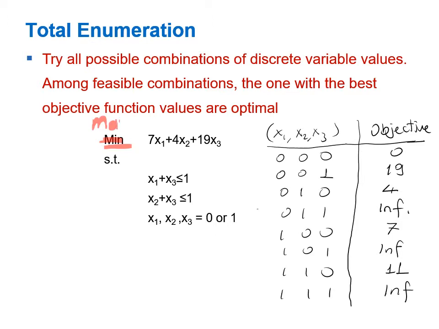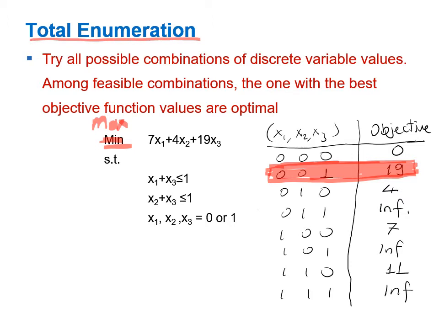This is maximization. Of course, if it is minimization, the best solution will be this one, right? So still we can use the same method, but in the original problem it was maximization. There is a typo in the question. Okay, if it is maximization, which one is the best solution? The one with the highest, the largest objective function value, which is this one. So this is the optimal solution, and it is the only optimal solution. As you can see, we solved this problem using complete or total enumeration.